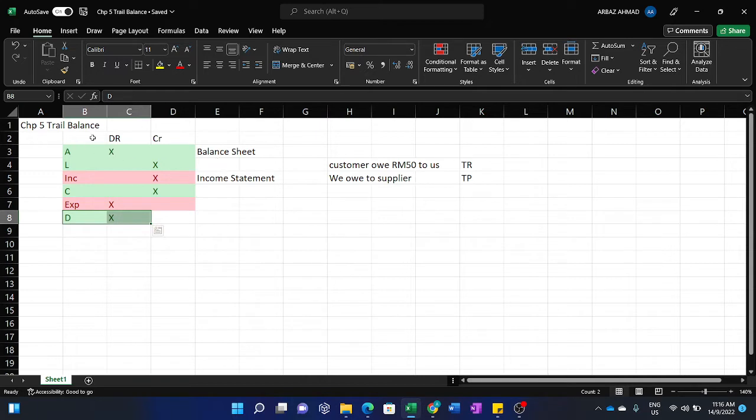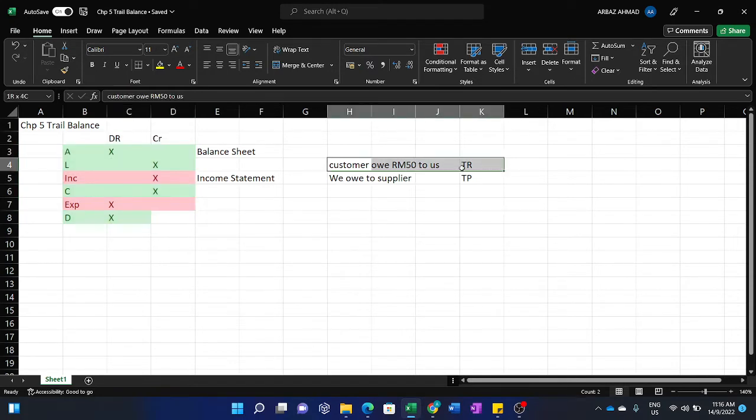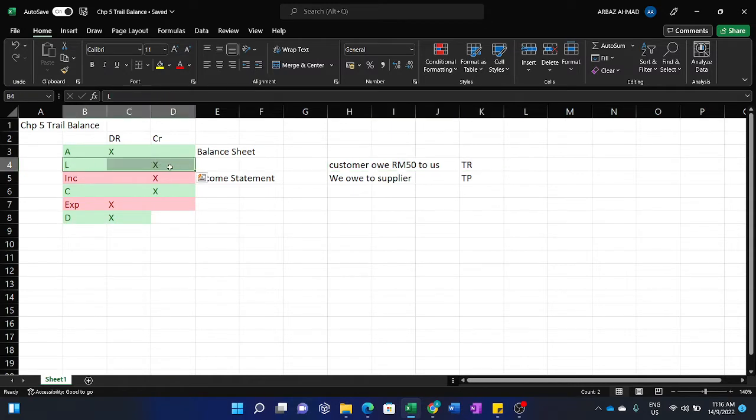Another thing you should make sure of is that you classify each account properly, as I said earlier. If a customer owes you $50, that's going to be a trade receivable, but if you owe someone, then that's going to be a trade payable. And if you classify this one as a trade payable, then it's going to be a liability, right? If you classify wrongly, let's say mistakenly, then your trial balance is going to be wrong. So you have to make sure you classify this one as an asset and this one as a liability. You have to be very careful in that section. Classification of each item is very important.